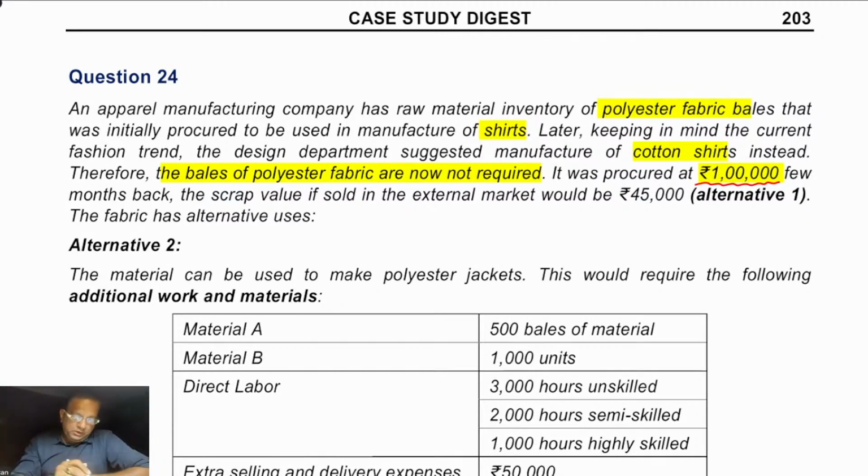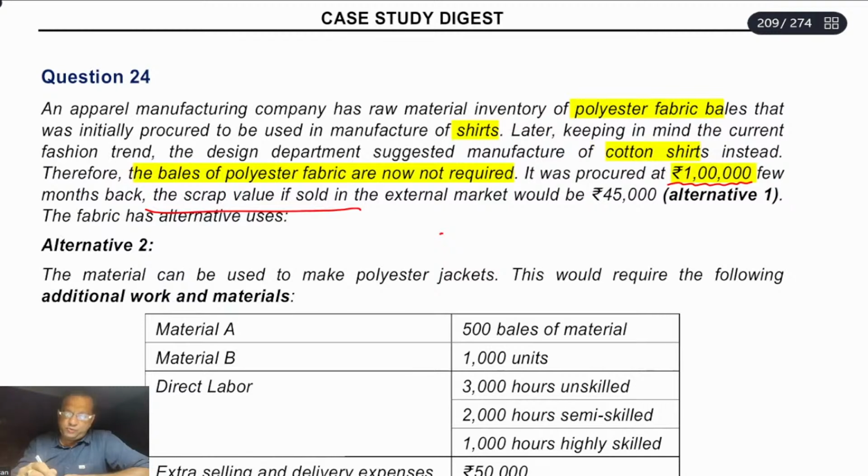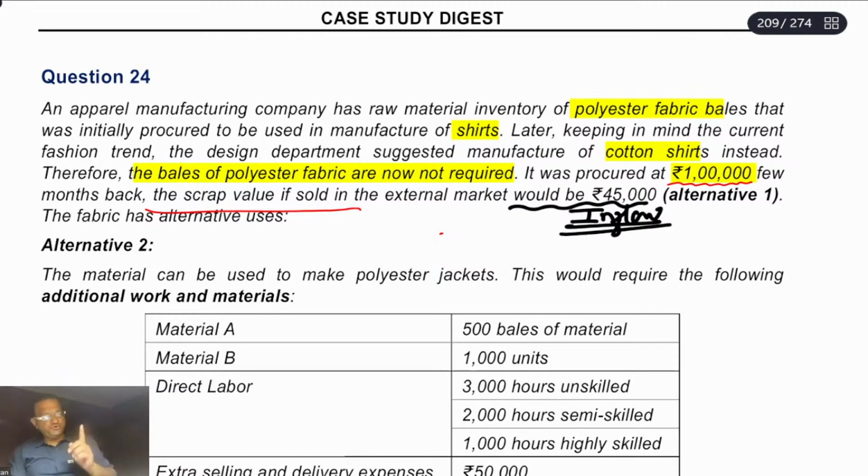Of the alternatives. Okay. The scrap value if sold in the external market would be rupee 45,000. This is alternate number 1, that is, sell the inventory of polyester fabric in the market, thereby fetching a revenue of 45,000. So this will be the inflow in alternate number 1. If we choose alternate number 1, we are having an inflow of rupee 45,000.